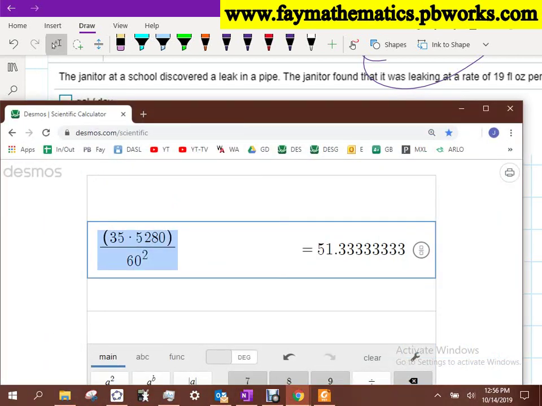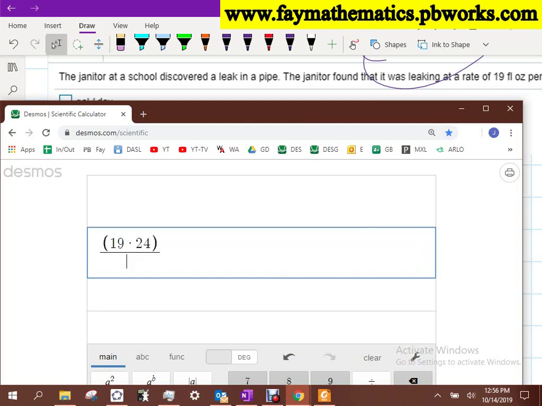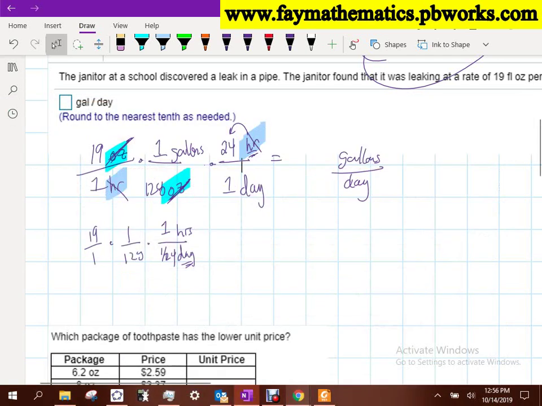So we're going to take 19 times 24, and that was divided by 128, right? So it gives me 3.56 gallons per day.